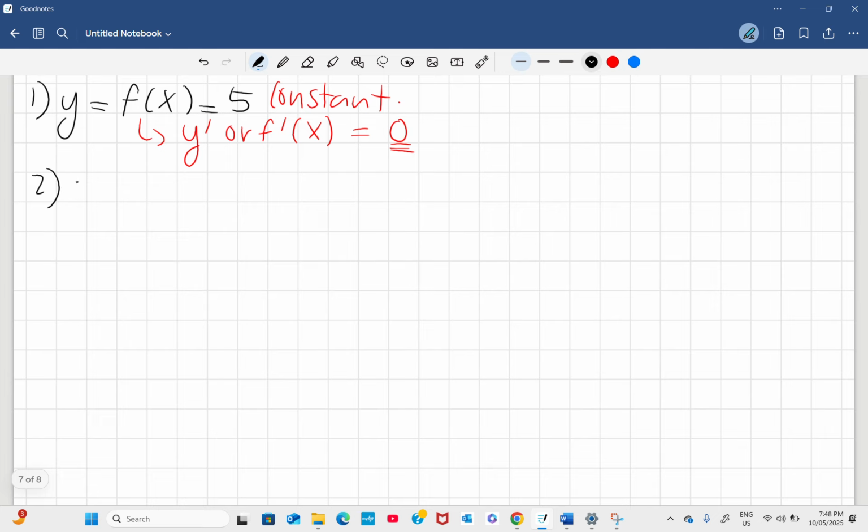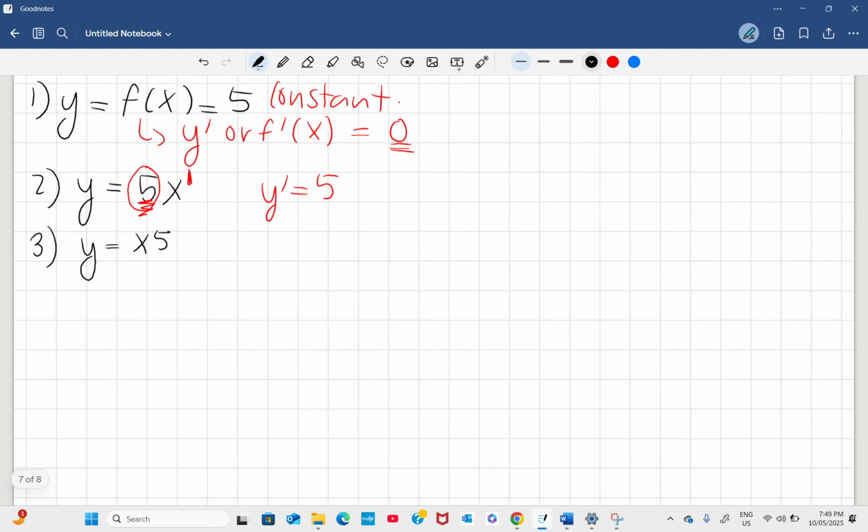My second case, let's say I have y is equal to 5x. Now, here I have my x to the first power. Whenever I have x to the power of 1, my derivative is always going to be the coefficient. So my derivative here is going to be what? 5. So whenever I have x to the power of 1, my derivative is always going to be just the coefficient, what's outside.